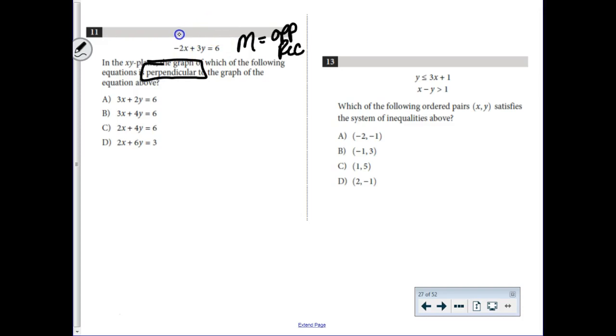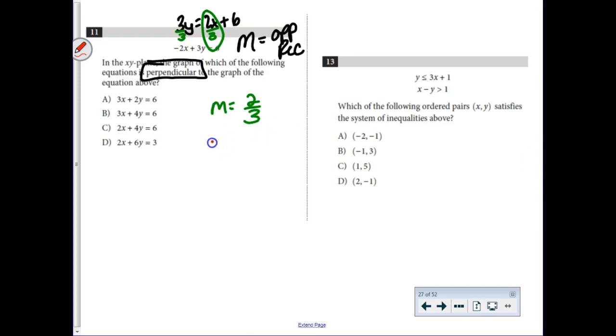So this line is not quite in that form. So let's do a little rearranging first. Let's add the 2x over, and then divide both sides by 3. So this line has, I wrote really sloppy, this line has a slope of 2/3.